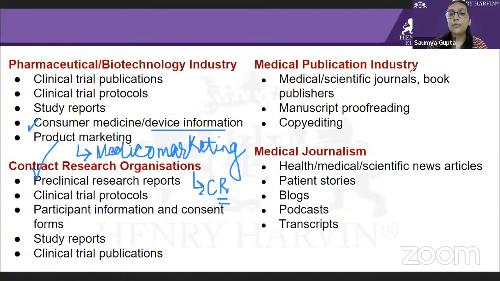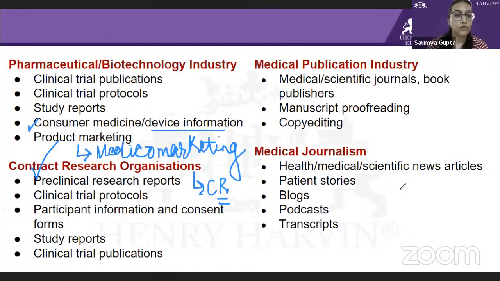So the medical publication industry involves writing review articles, research articles, doing manuscript proofreading and copy editing. Then there is medical journalism. Medical journalism is when you are involved in writing medical news, like health and medical or scientific news articles, then patient stories, blogs, podcast transcripts.